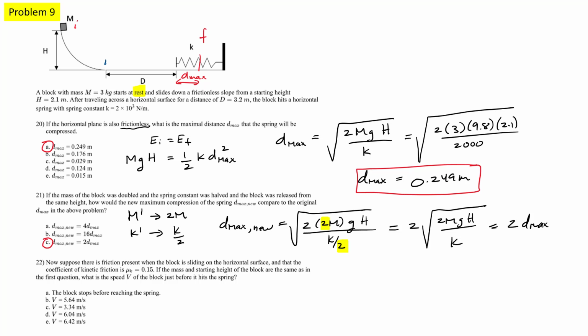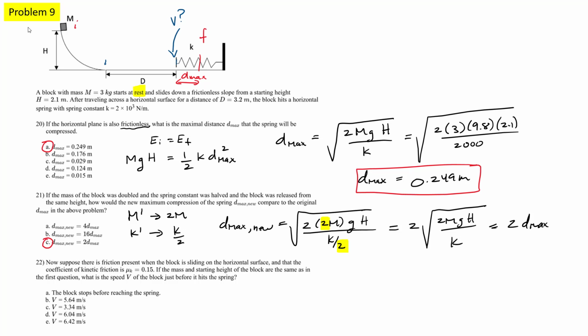All right, question 21 now says, now suppose there is friction when the block is sliding on this horizontal surface right here. So we have friction, and the coefficient of friction is 0.15. If the mass and the starting height are the same as in the first question, what is the speed of the block, again just before hitting that spring right here? So how would you find the speed of the block?